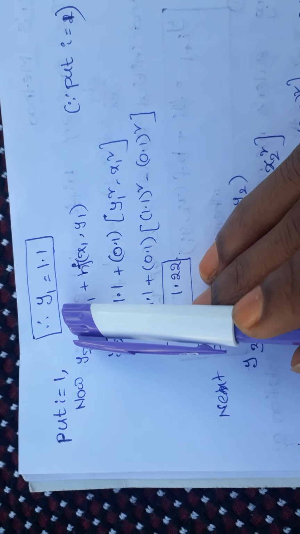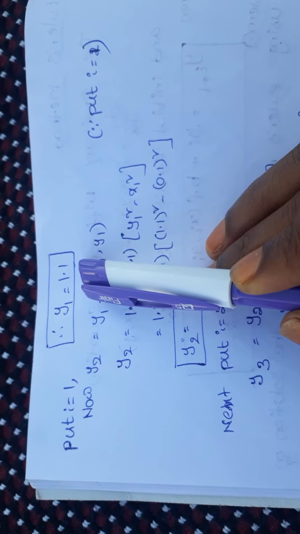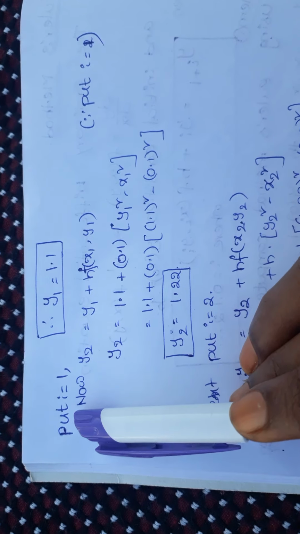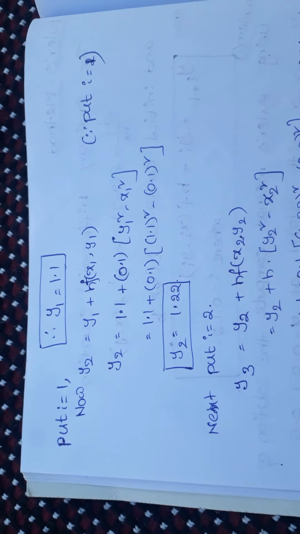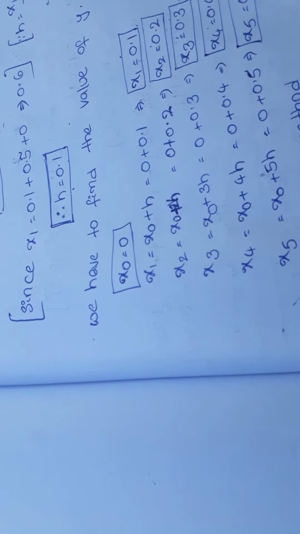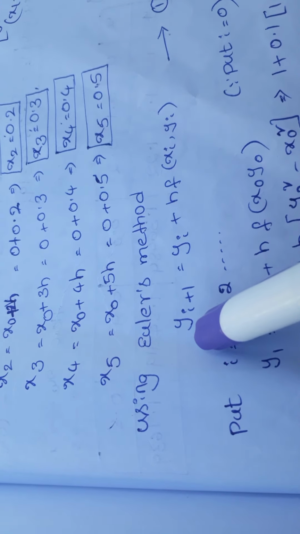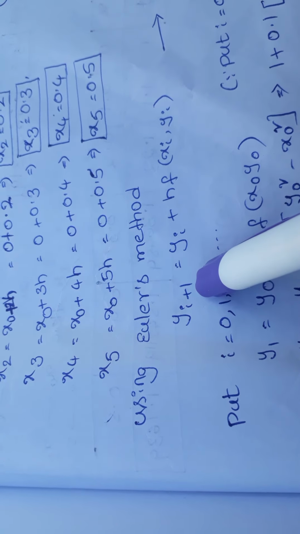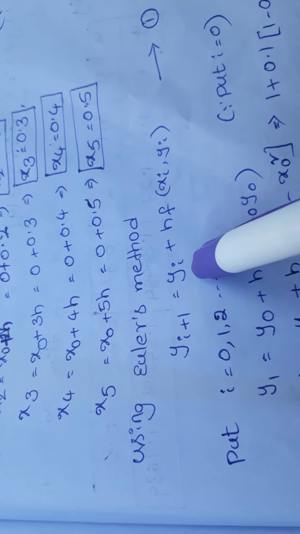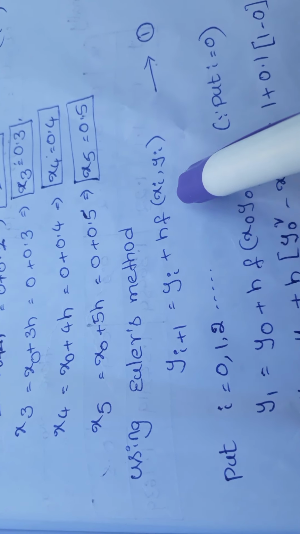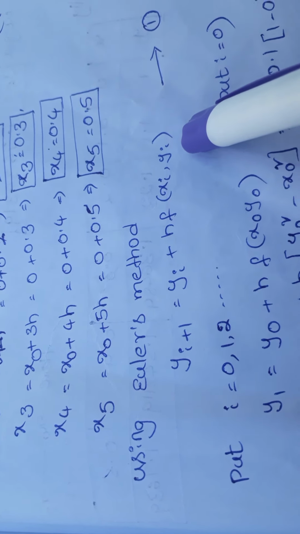So therefore y1 is equal to 1.1. And next put i is equal to 1. Put i is equal to 1 means y(i+1). Okay, from this one put i is equal to 1, y2 is equal to y1 plus h into f of x1 comma y1.